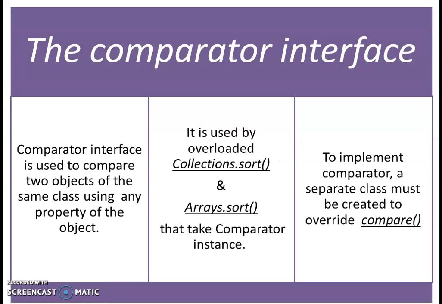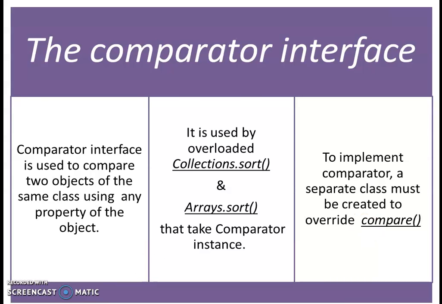Now let's understand the comparator interface. This is the interface used to compare two objects of the same class, similar to the comparable interface. It is used by the overloaded sort method of Collections and the sort method of Arrays. But this time we are using the sort method that is overloaded and takes a comparator instance. To implement comparator, a separate class must be created to override the compare method because this method is provided by the comparator interface. So we must override this method, right?